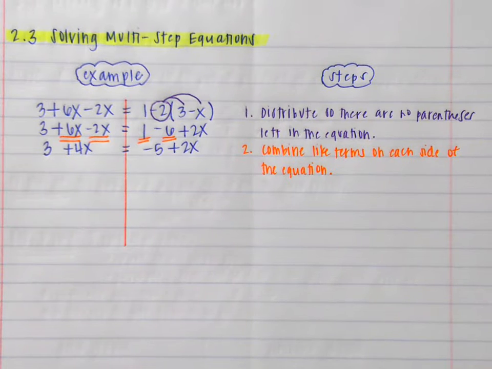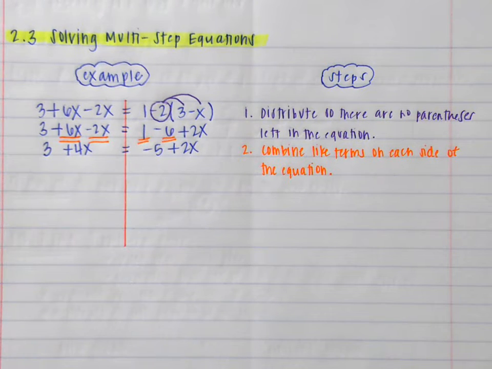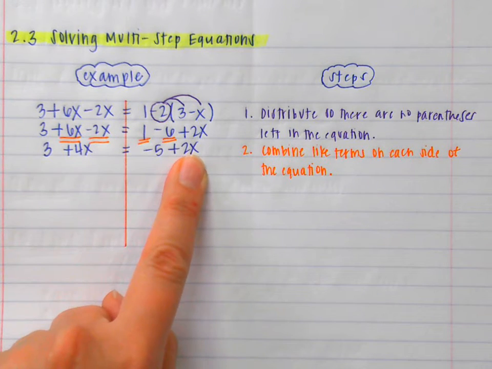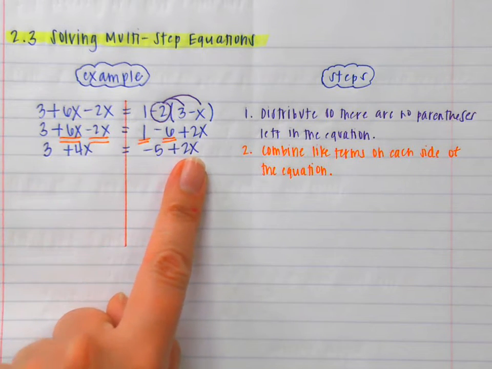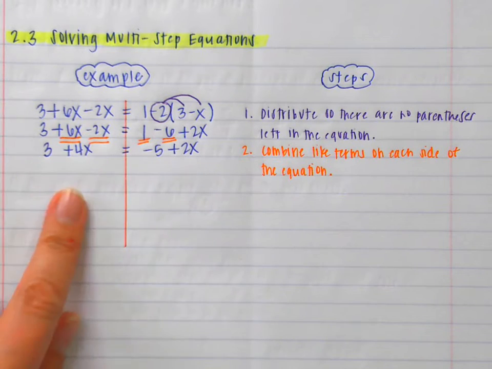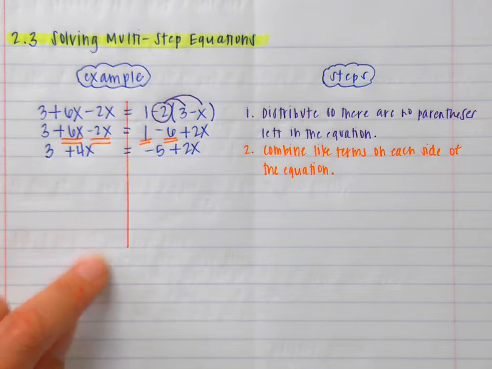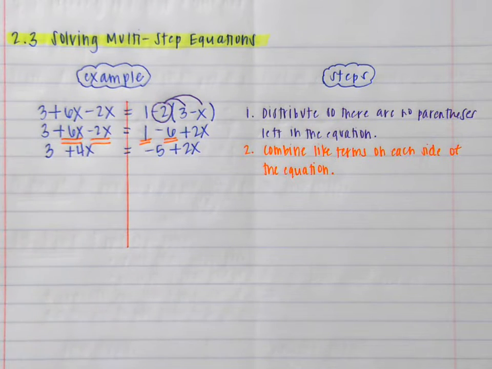Okay, so now my next step is to move the variables to one side of the equation. So we have an x on one side and an x on the other side, and we want those to be on the same side of the equation. I usually move them over to the left side. It doesn't matter which side you move it to. It's totally up to you.